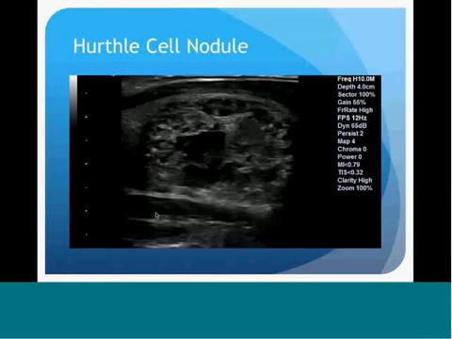So this is another ultrasound of a patient who had a large dominant nodule. It's heterogeneous. It has cystic and solid features. There are hyperechoic and hypoechoic features. And there are also areas that look a little more echo-dense and a little more echo-lucent.